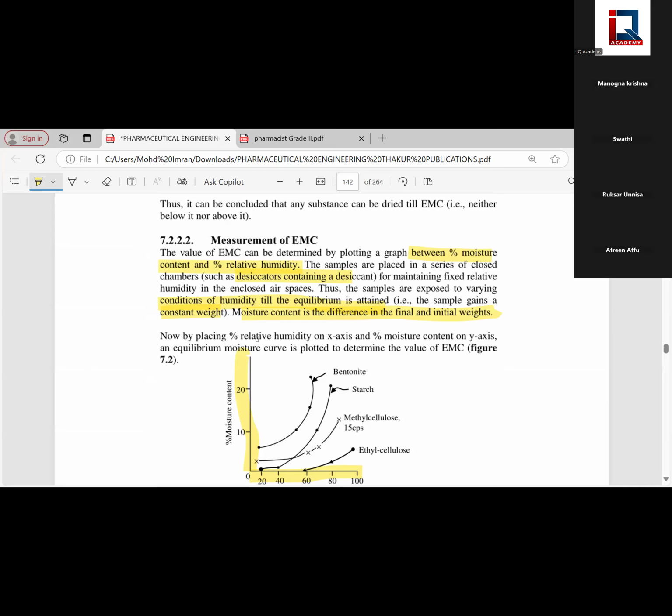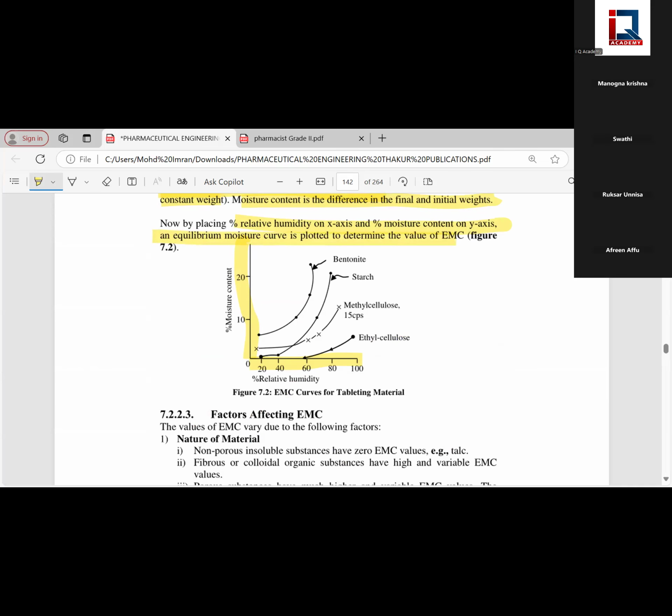Now placing the percentage relative humidity on the x-axis and the moisture content, how much the weight has changed, on the y-axis, an equilibrium moisture curve can be plotted. Got it? I'm repeating again. What you're going to do is take, for example, a Petri plate and add a slurry of calcium carbonate. We'll do this in practicals.